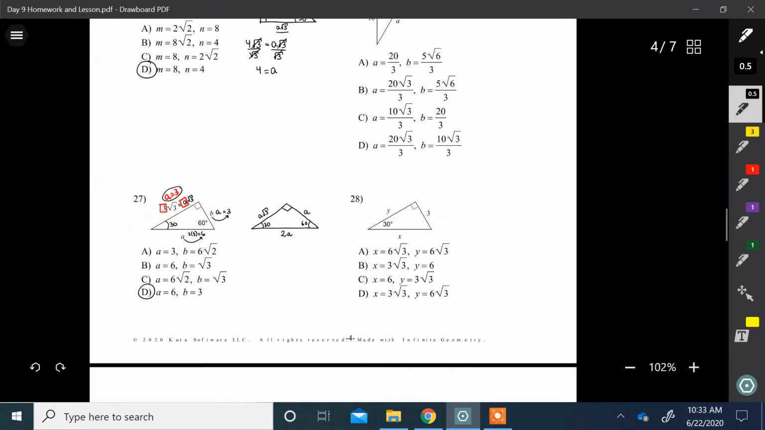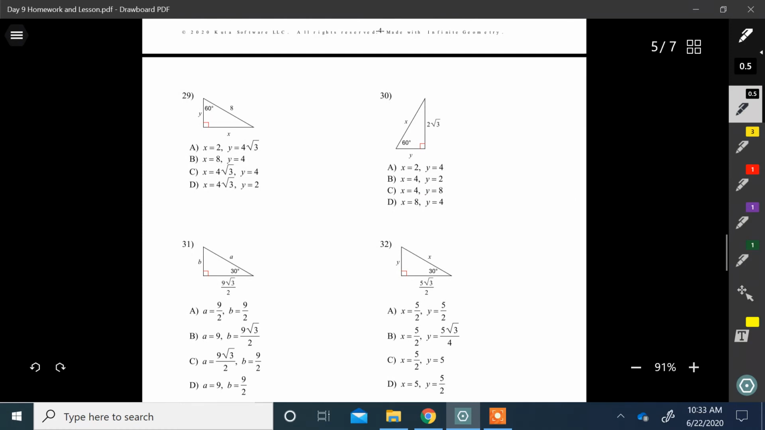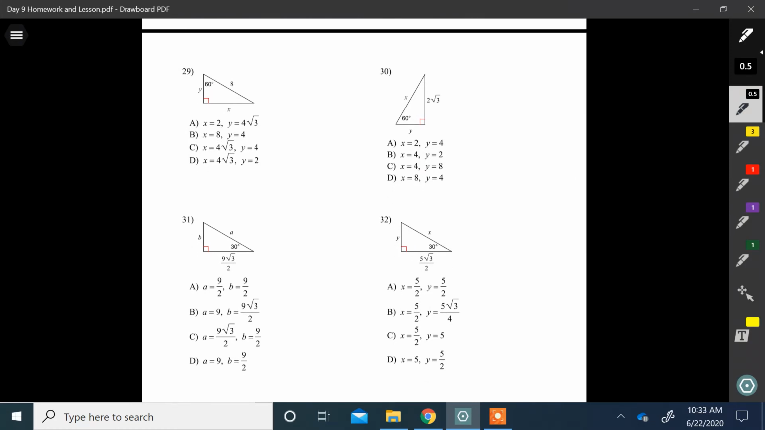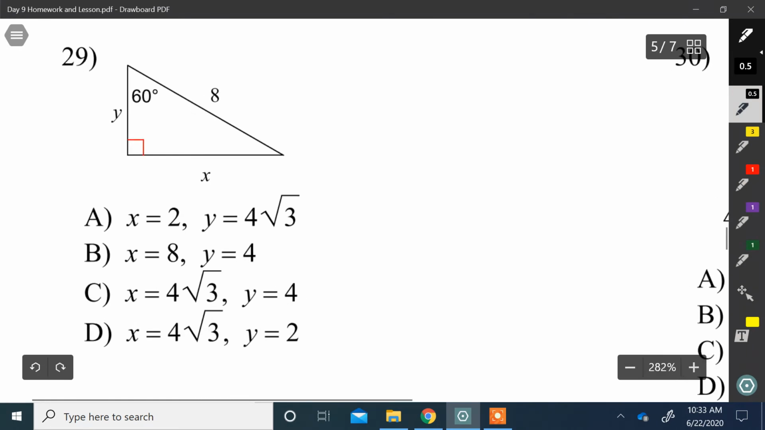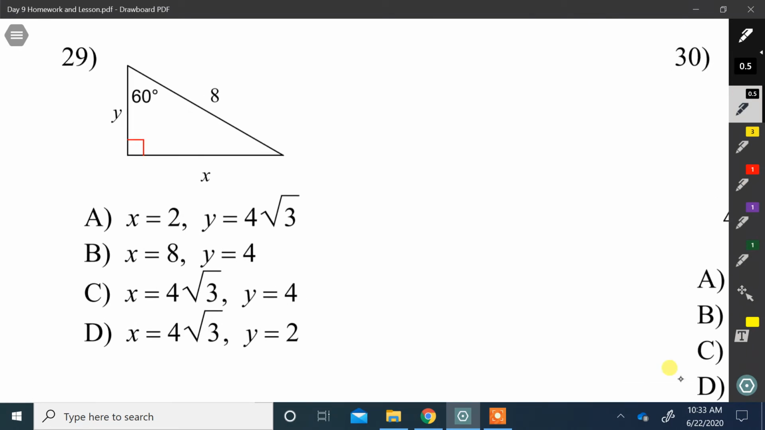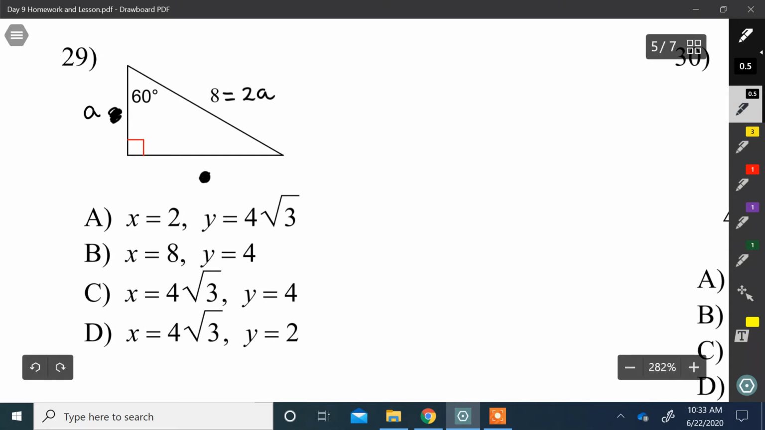Let's see if I can do one more problem related to that. I have a couple more to do for you. Number 29, same idea, guys. Now I'm just going to erase this. Remember, this right here will be 2A. This will be considered our A, and this will be considered our A square root of 3. I'm just looking at the picture that I just drew. So that means that A is equal to 4, this right here is 4, and this one here will be 4 square root of 3.